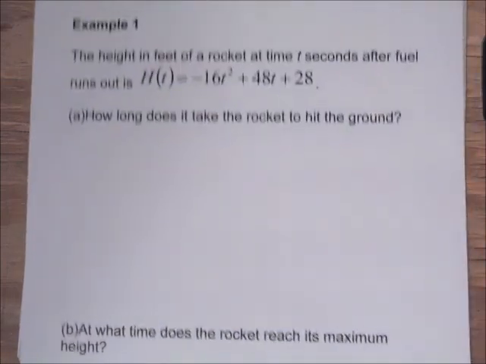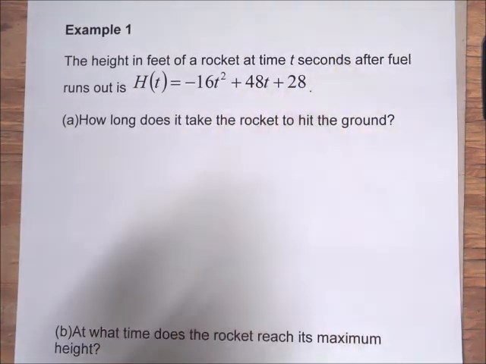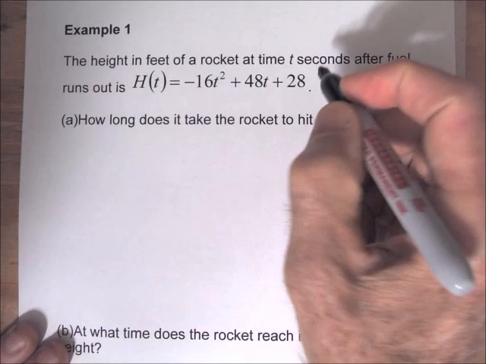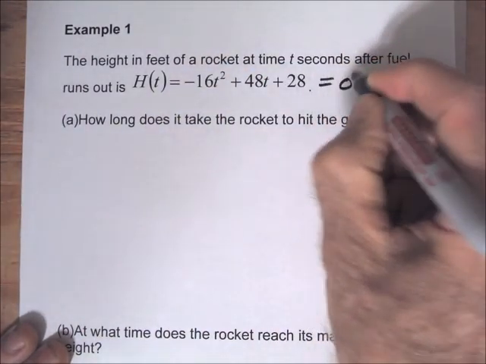This is example 1. The height in feet of a rocket at time t seconds after fuel runs out is a function of time. h of t equals -16t squared plus 48t plus 28. Part A, we want to know how long it takes the rocket to hit the ground. So when the rocket hits the ground, the height is 0. So you want to solve h of t equals 0.